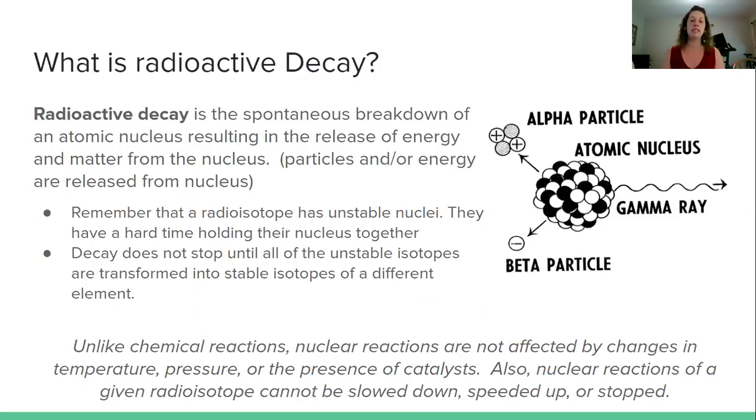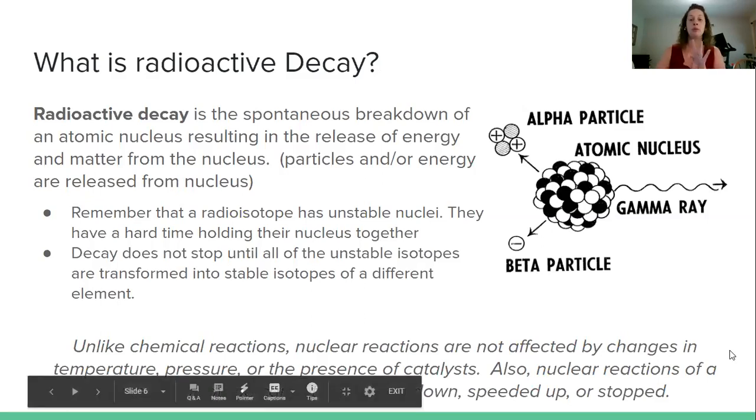So what's radioactive decay? Radioactive decay is when those unstable nuclei spontaneously break down and release that excess energy and some matter, in some cases, from the nucleus. So there's going to be a release of particles and/or energy. There's always a release of energy, but in 2 cases, there's a release of a particle as well. Well, for the 3 that we're going to talk about.